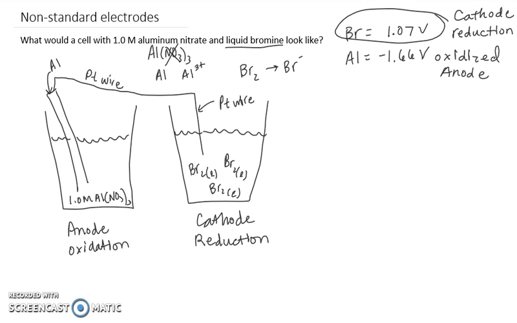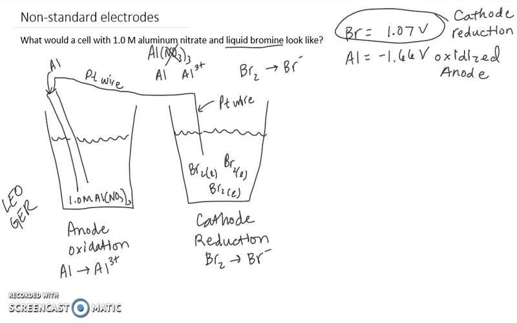Our aluminum is undergoing oxidation. So again, think about LEO goes GER, or alternatively OIL RIG. So oxidation is the loss of electrons, so it's going to become more positive. So we have aluminum turning into aluminum 3+ over here, and we have reduction happening here. So we have Br2 turning into Br minus.